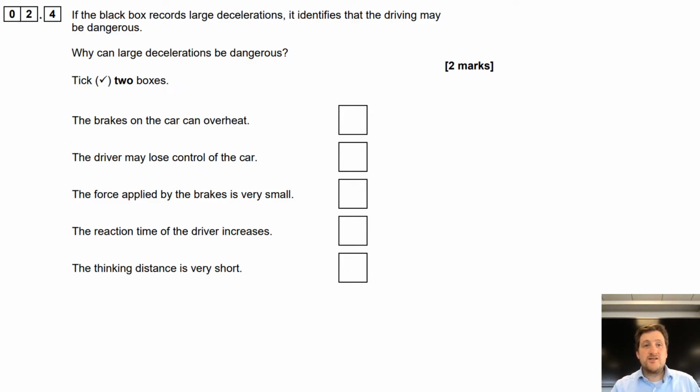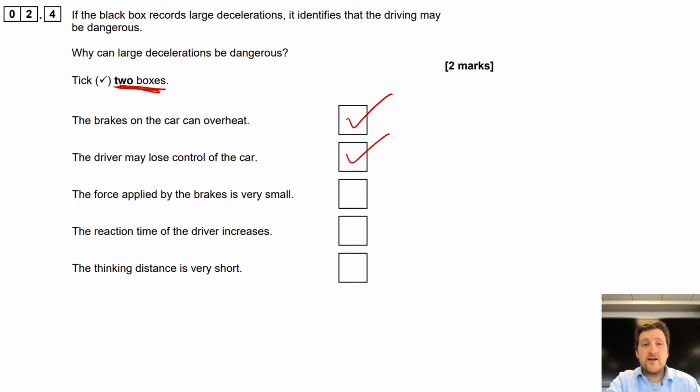Now, this black box records large decelerations. It identifies that the driver may be dangerous. Why can large decelerations be dangerous? Well, if you're slowing down really, really fast, we'll go through. Again, we need to tick 2 boxes. If we're braking really fast, can the brakes overheat? Well, yeah, absolutely they can. And if you're braking really, really fast, can the driver lose control of the car? Absolutely, yes, he can. So we think it's those 2, and we'll just check.